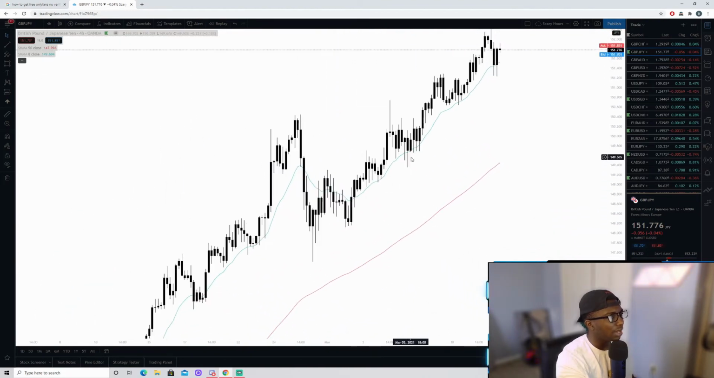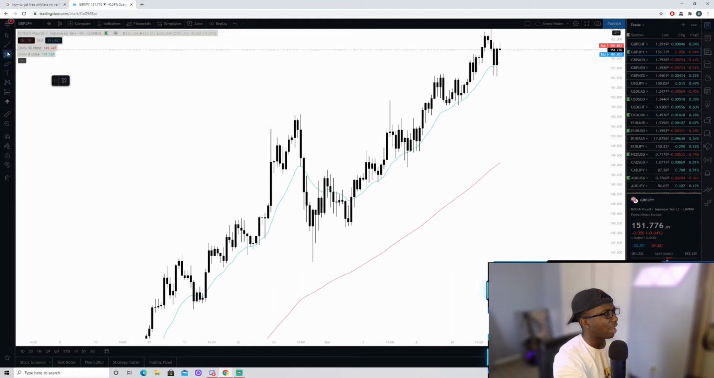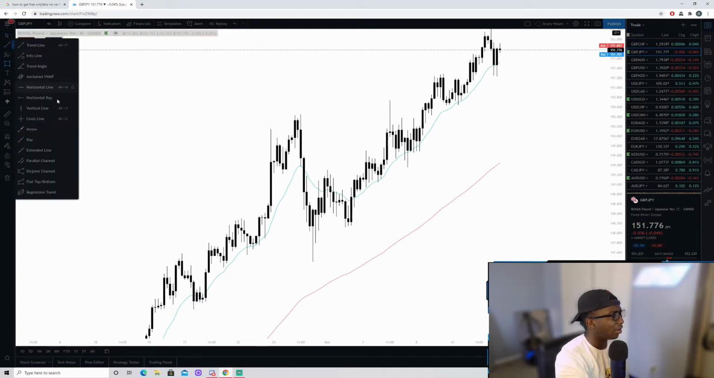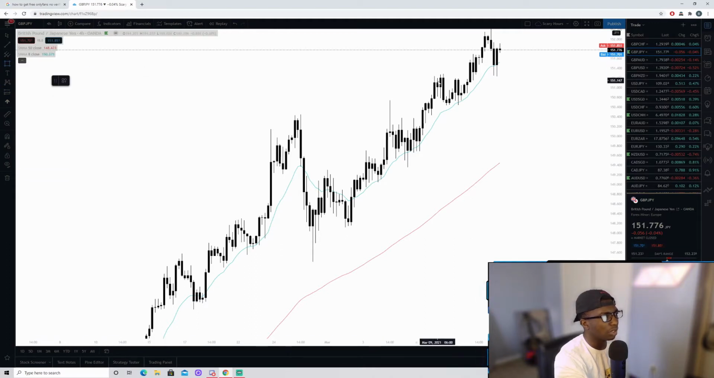So what I like to do is come over here to TradingView, and when you first open TradingView, it's going to look like this. It's going to have the brush. But what you want to do is hit this little arrow and go rectangle. That's how I draw mine. You can use horizontal lines and all that, but I don't really like that. I like using the rectangle. So that's what we're using today.